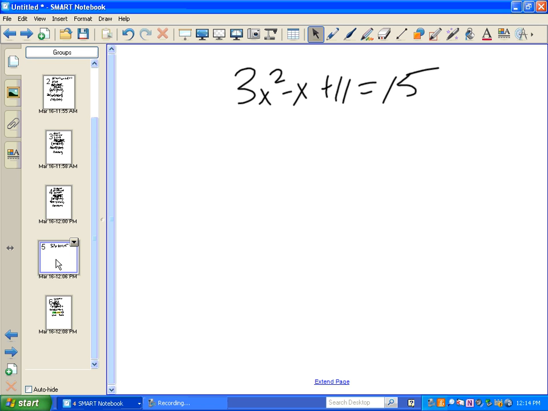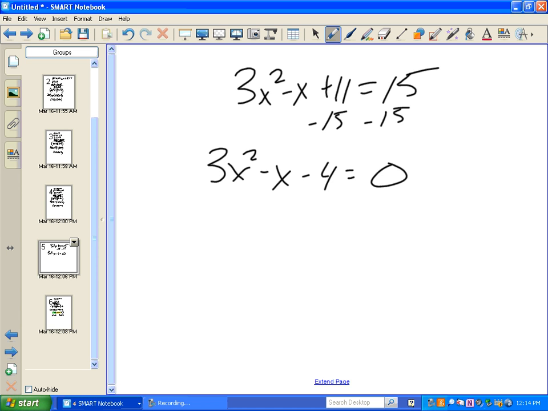Why, Garrett? Correct. I wouldn't be able to solve the other way. We have to get it set equal to 0. We get it set equal to 0, then we can factor, then we can solve. So from here, we subtract 15 from each side. So you have 3x squared minus x minus 4 equals 0.